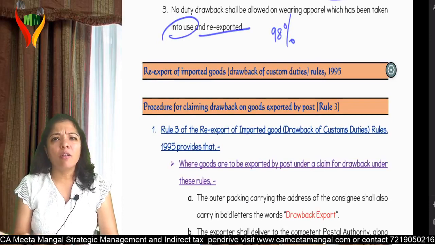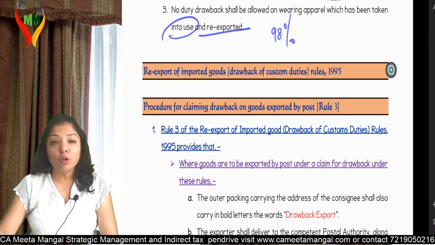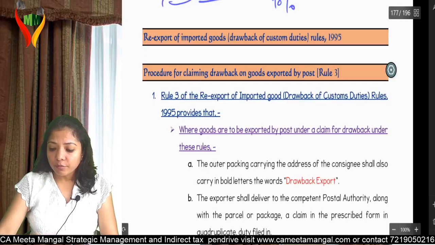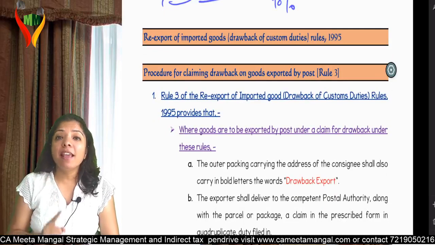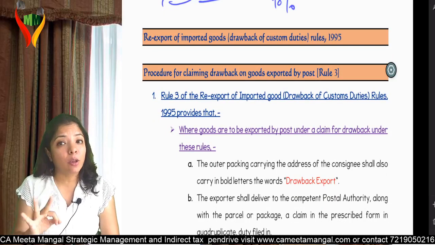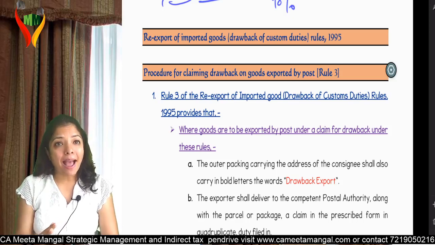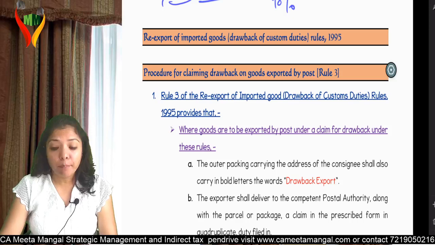Rule 1 will always be the name of the rule. Rule 2 will be the definitions. So let's go directly to rule 3: Procedure for claiming drawback on goods exported by post. We have studied section 74. Export can be done in 3 ways: normal export, baggage, and by post. So rule 3 is talking about export by post.